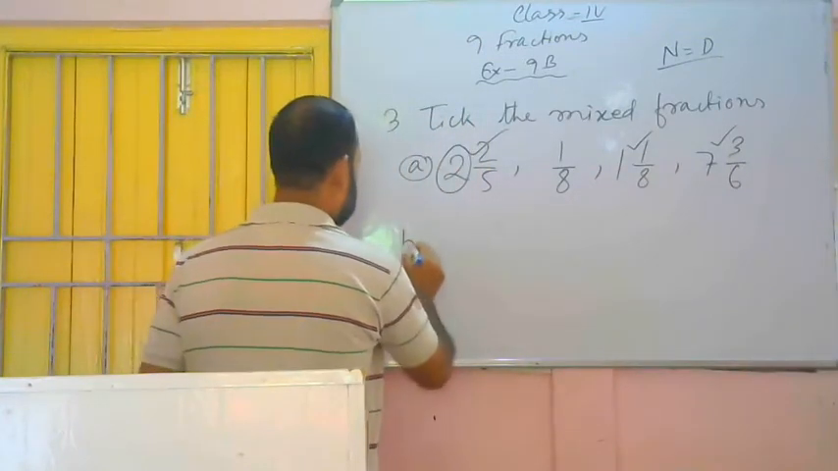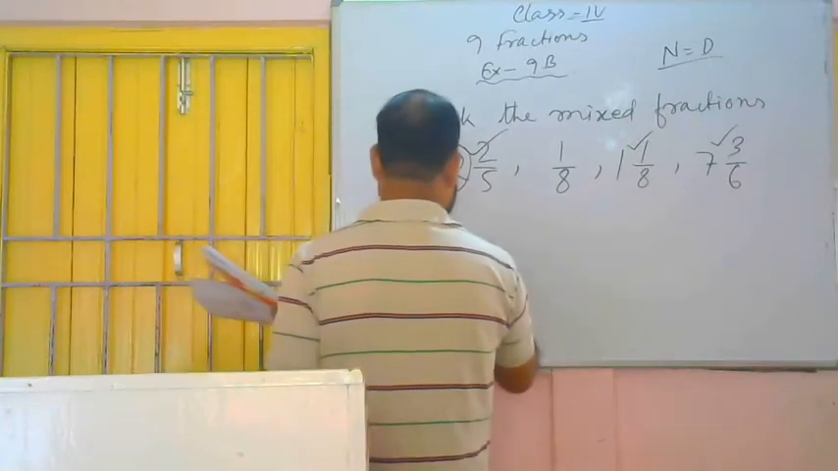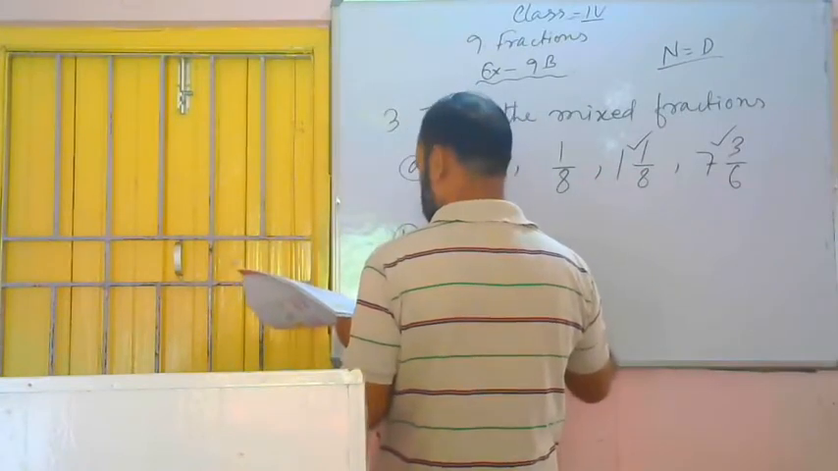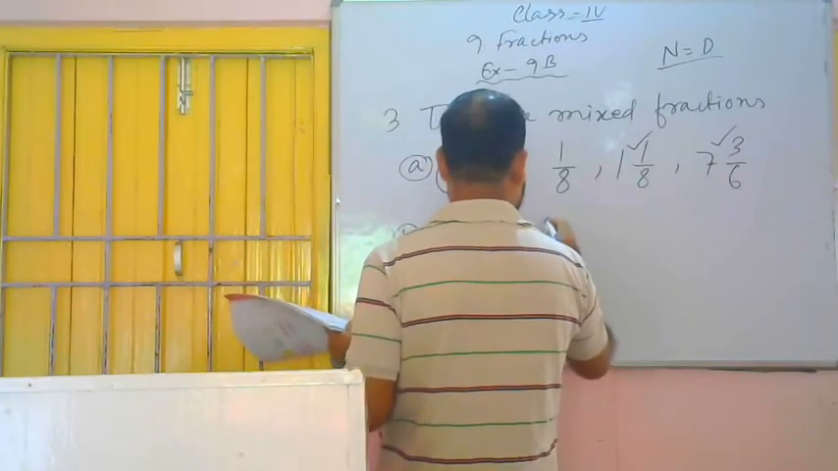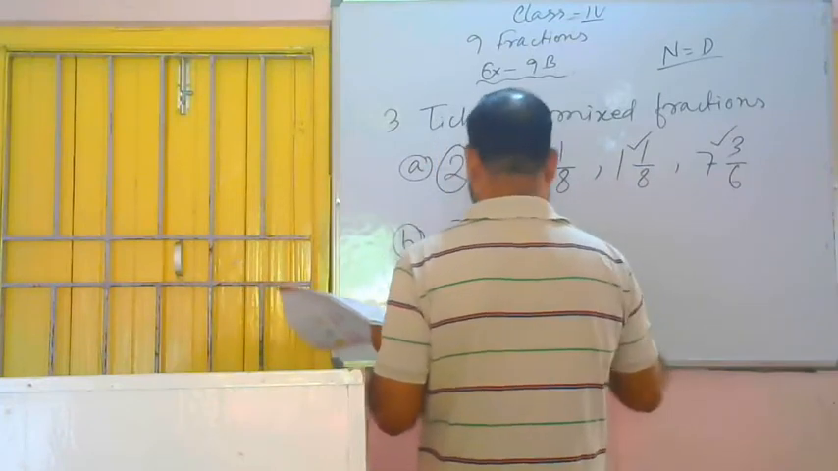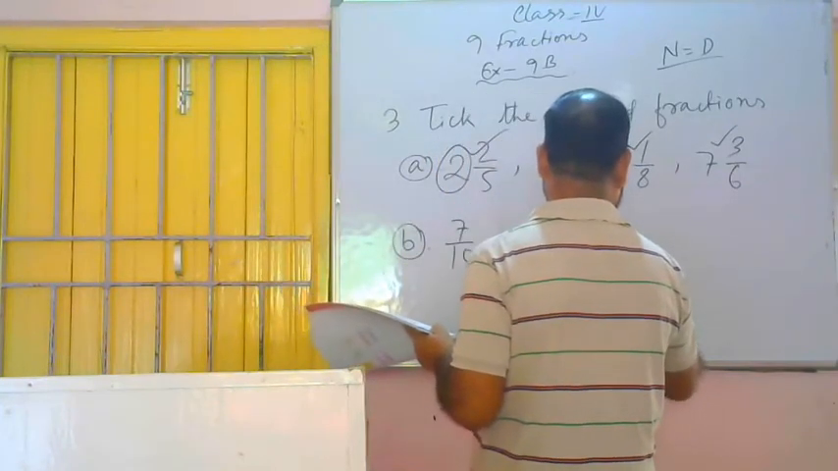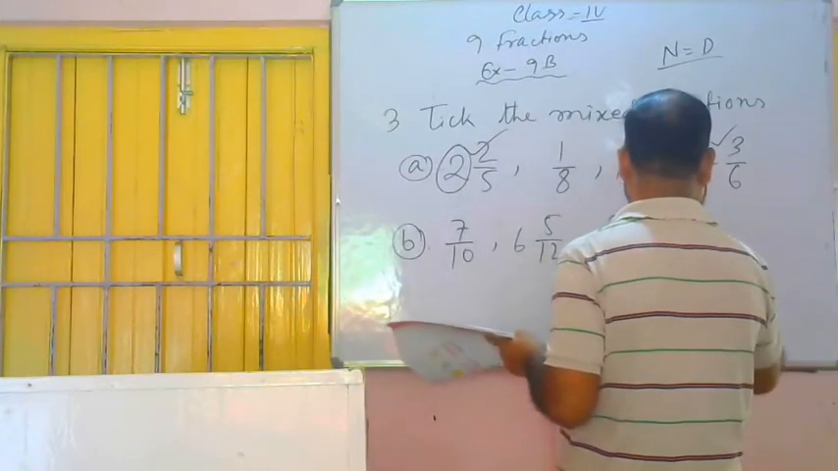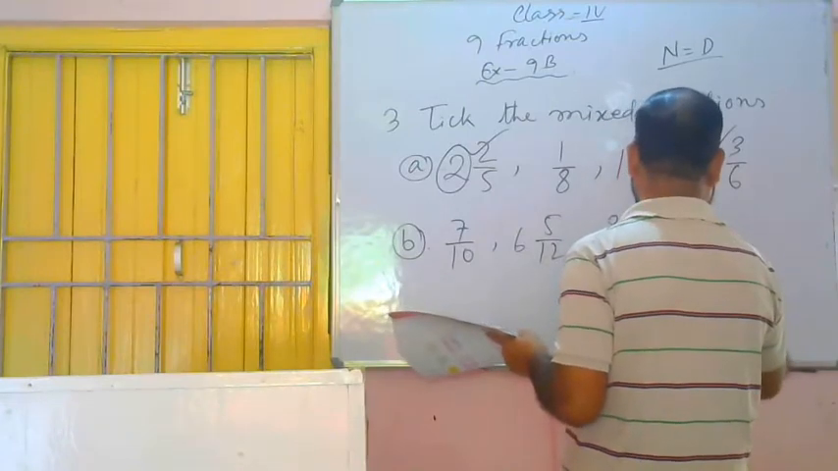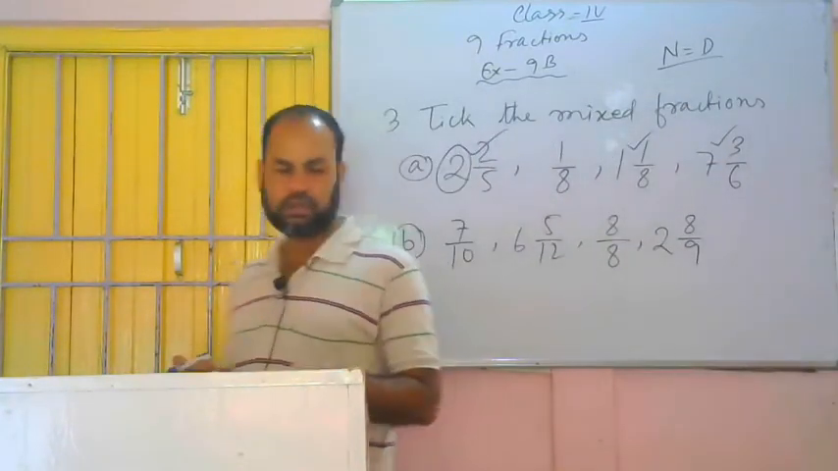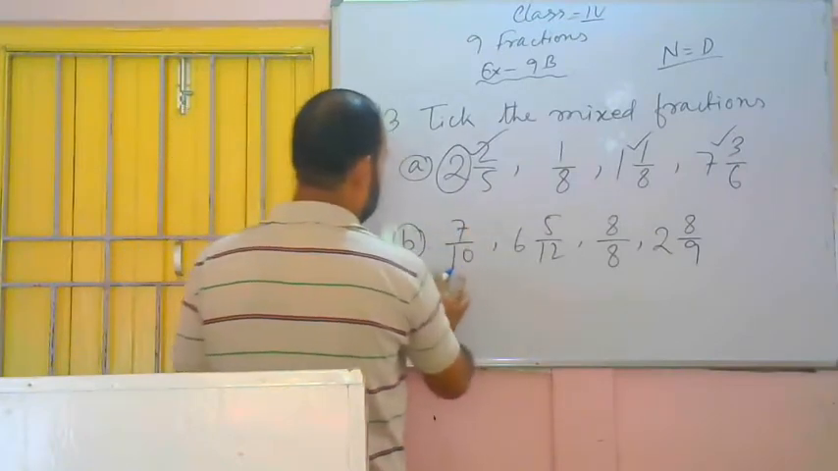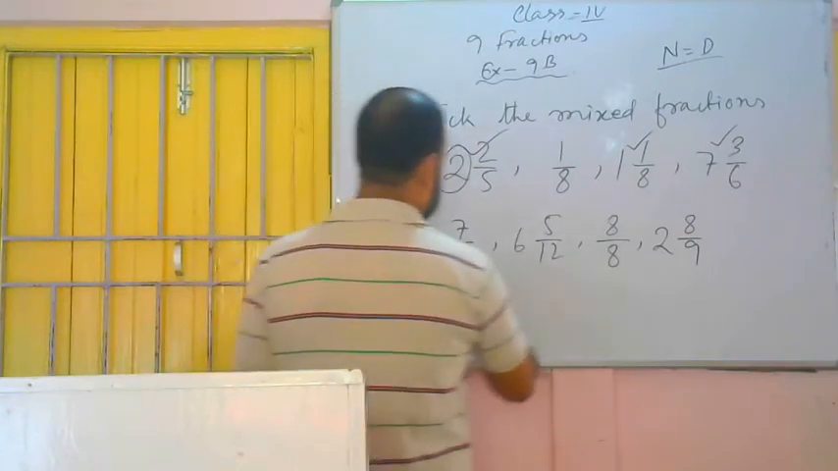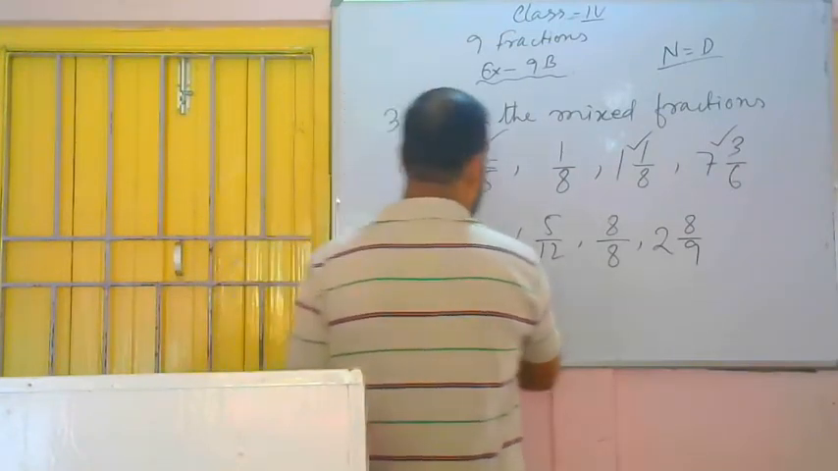Next, question number B: 7/10, 6 5/12, 8/8, 2 8/9. Here in 7/10 only a fraction is there, the whole number is not there. That means it is a proper fraction, not a mixed fraction.